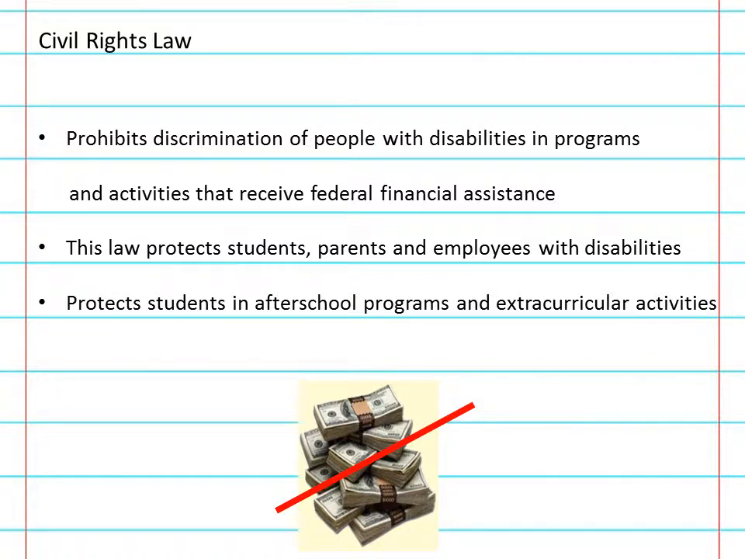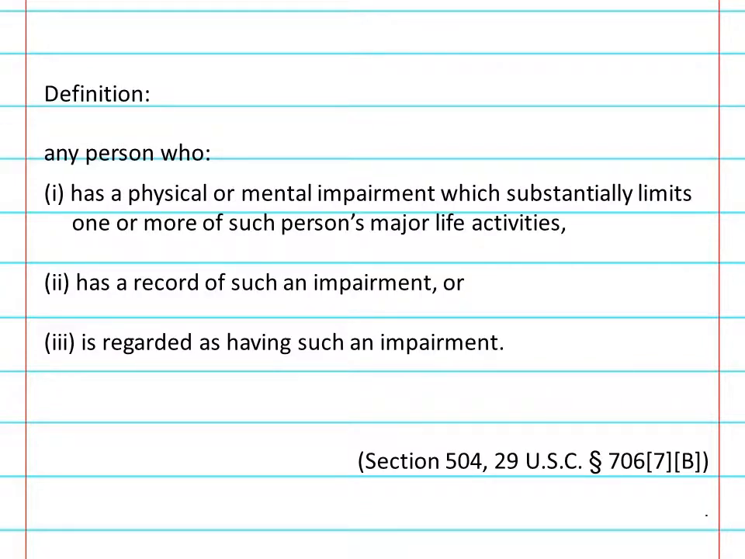Now let's look at the definition of Section 504. This definition includes any person who has a physical or mental impairment which substantially limits one or more of such person's major life activities. I'm just going to go through this briefly now and break it down more specifically as we go on. The second part is that they have a record of such an impairment, or thirdly, are regarded as having such an impairment. Now let's look more specifically at what that means.